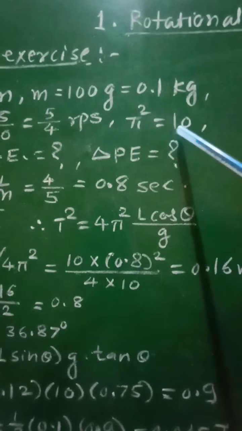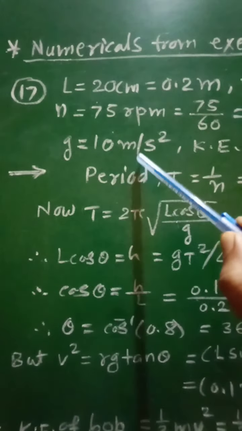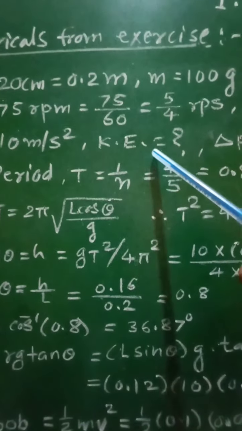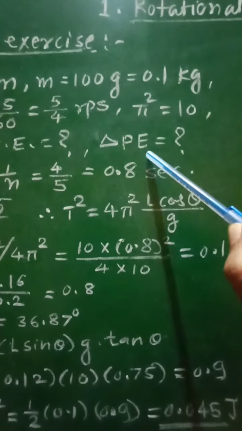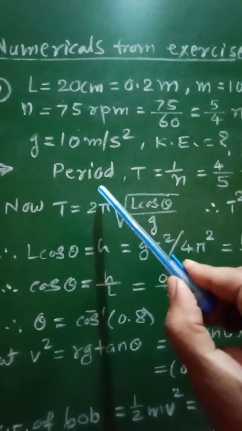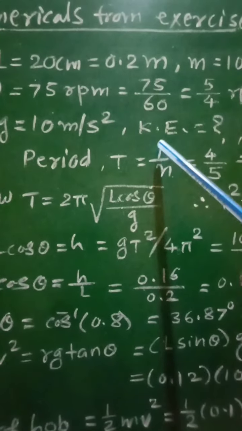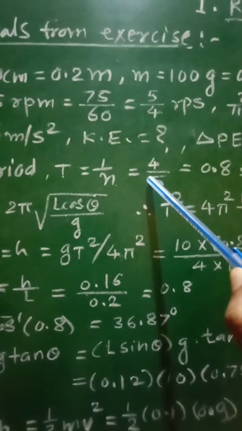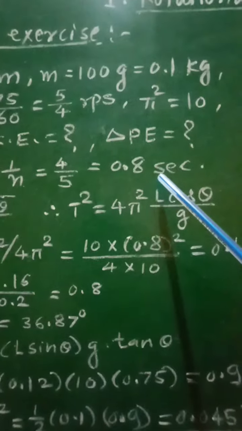Then value of pi square equal to 10, g is equal to 10 meter per second square, and we have to find out the kinetic energy and the change in gravitational potential energy, delta PE. So from the given data, the period of pendulum T will be equal to reciprocal of frequency, that is 1 by n. Now n is 5 by 4, and therefore its reciprocal will be 4 by 5, which comes out to be 0.8 second.